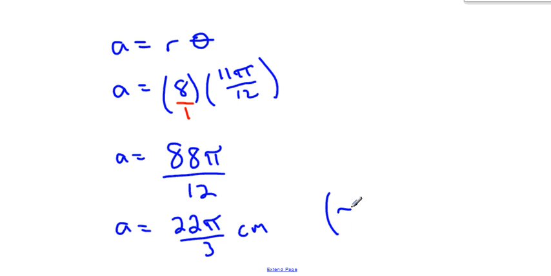But if I wanted that in decimal form, I would just in my calculator do 22 times pi divided by 3, and then round to an appropriate number of decimals. So this is really close to 23 centimeters. Okay?